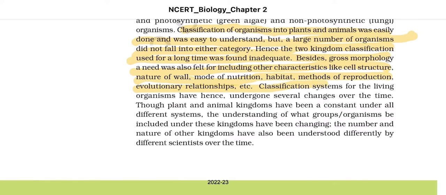Classification systems for the living organisms have hence undergone several changes over time. Though plant and animal kingdoms have been a constant under all different systems, the understanding of what groups or organisms be included under these kingdoms has been changing. The number and nature of other kingdoms have also been understood differently by different scientists over time.